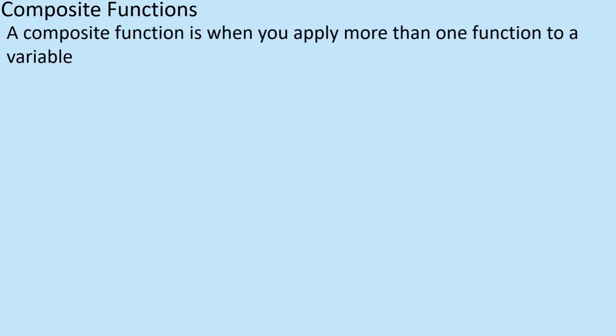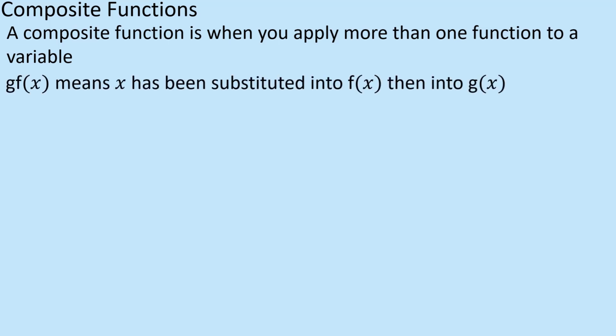So a composite function is when you apply more than one function to a variable. That's the terminology, but of course we're going to try and do it with this notation. g of f of x means x has been substituted into f of x, then into g of x. Now that's very, very wordy indeed, so I'm going to try and break it down to make it a little bit simpler for you to understand.